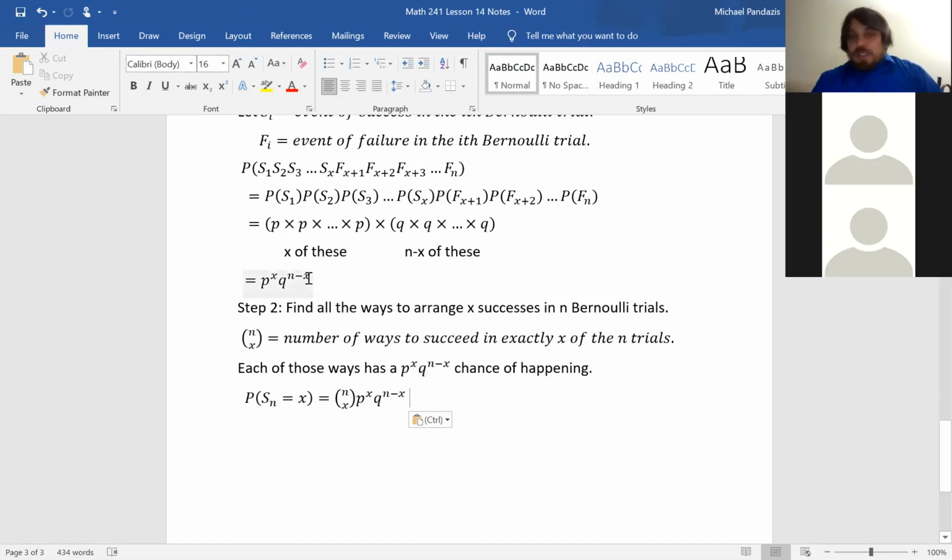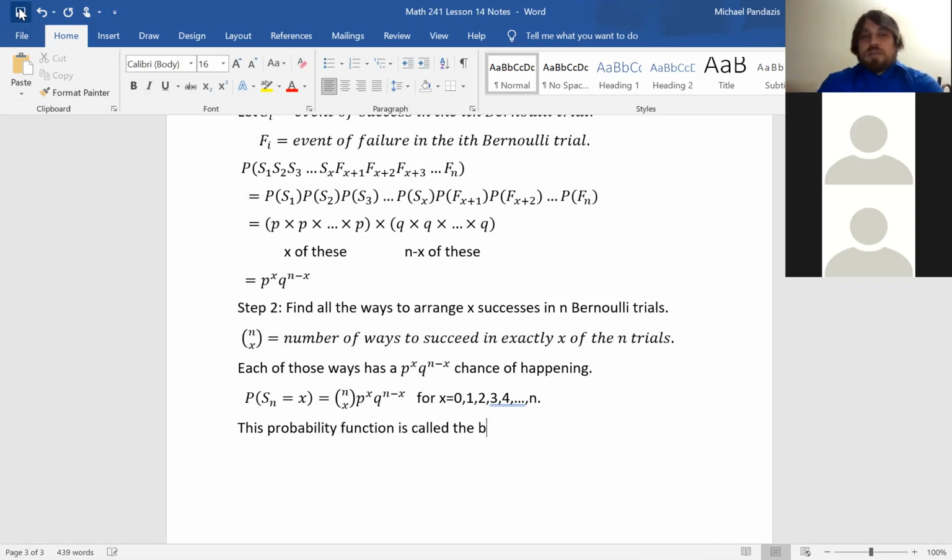And so that's the answer. This is for all values that we were considering, so for x equals 0, 1, 2, 3, 4, up to and including n. This probability function is called the binomial probability function.